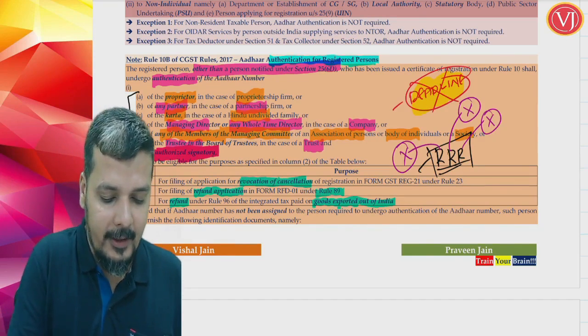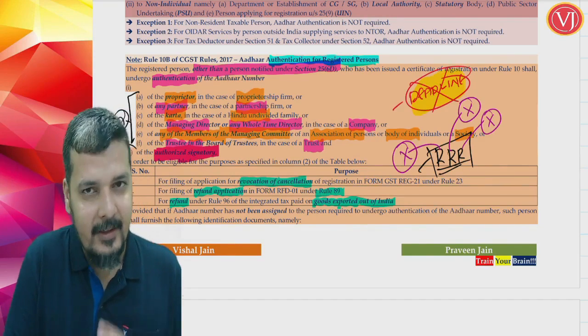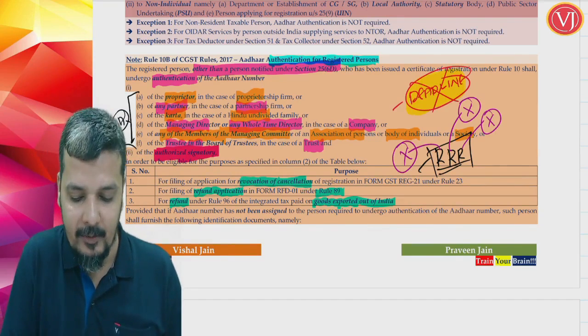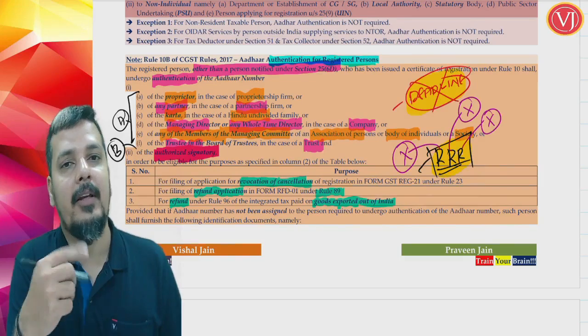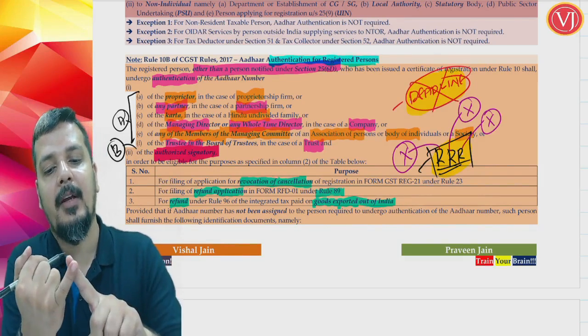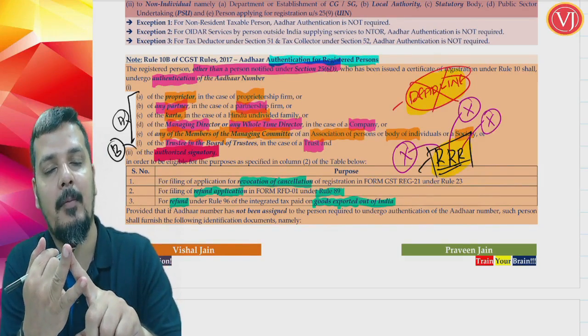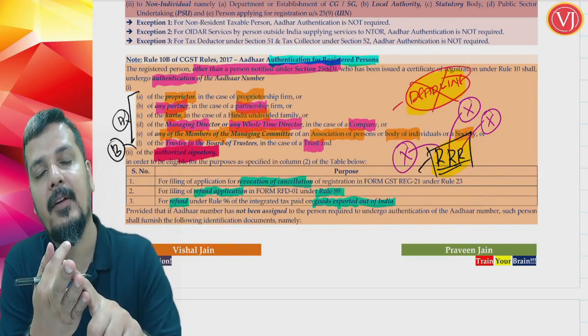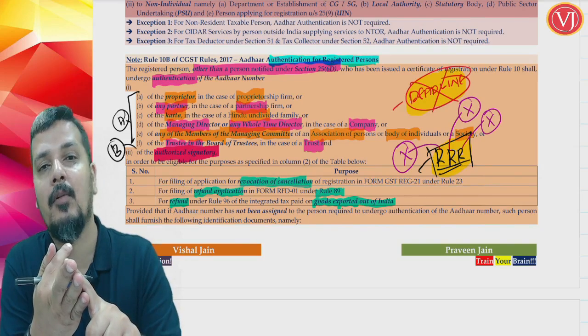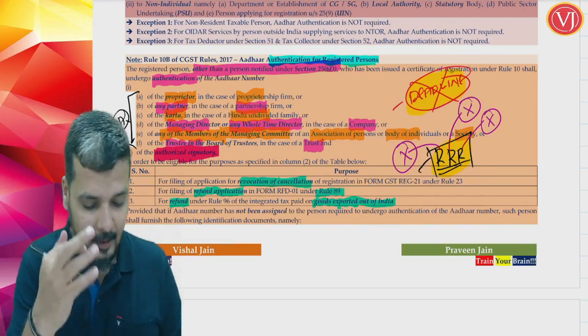So if you are an already registered person, they just tell that you should link your Aadhaar, but there's no deadline. But for RRR cases, triple R cases, without linking your Aadhaar, you will not be able to make a revocation application. You will not be able to make a normal refund application under Rule 89, that is RFD 01. You will not be getting the refund of IGST on export of goods, which is automatic, but still you will not be getting that refund.